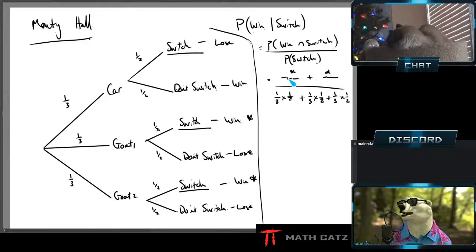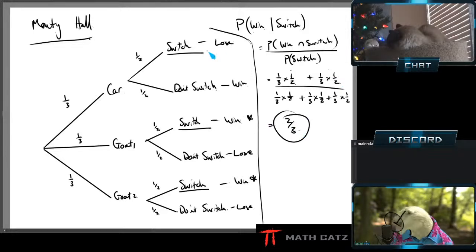Let's fill this in. Why not? I don't want to be lazy here. There's going fast and then there's leaving out information, right? Win and switch. No, that's a switch and a lose. Win and switch is this one, so it's a third times a half. And they're all very similar, right? Win and switch is also this bottom one, a third times a half. And if you calculate that, it's 2/3, which we could have seen here as well. Out of the switches, 2 win and 1 lose, so 2/3. You can sort of confirm in this case visually as well.